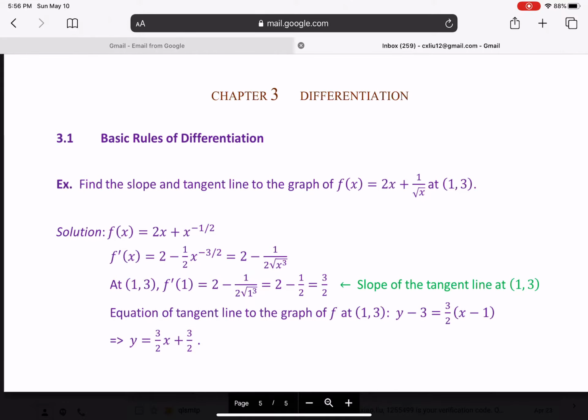And then we can use the point-slope form to write down the equation of the tangent line to the graph. So y minus 3 equals 3/2 times x minus 1. If you simplify this equation, you're going to get y equals 3/2 x plus 3/2. So that's the answer. We're going to do 3.2 next time.